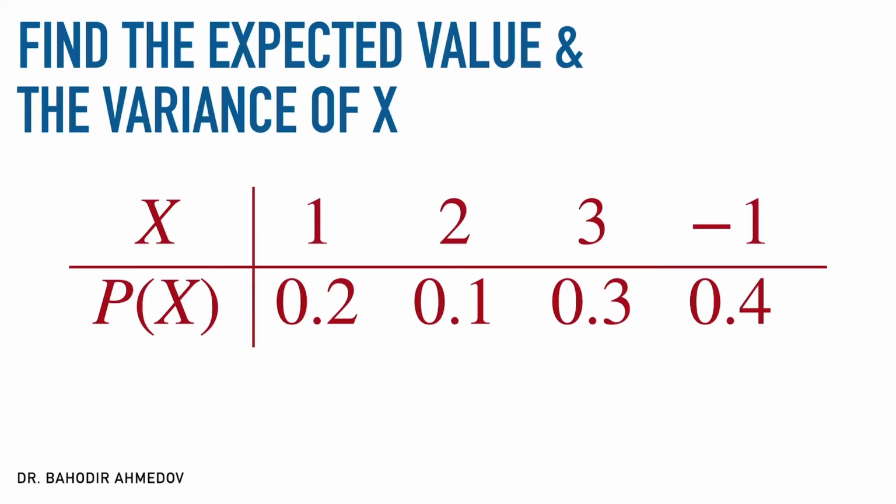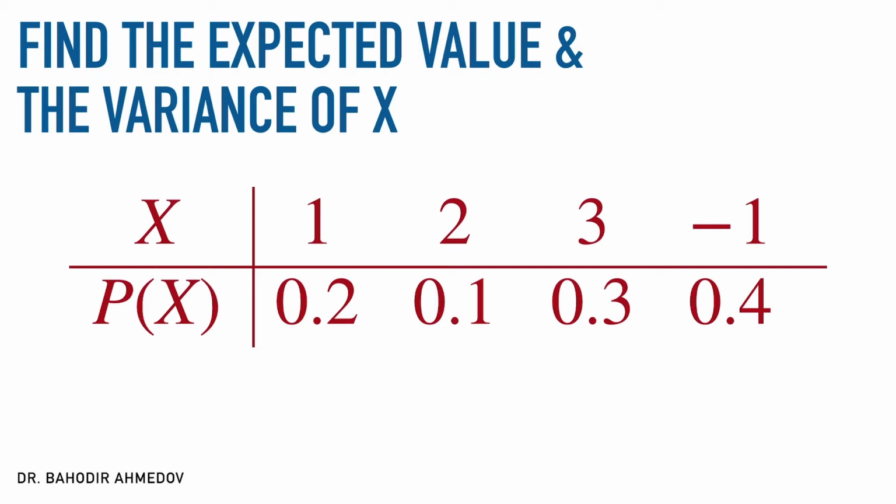Ahmath. In this video lecture, we are going to discuss how to calculate the expected value and the variance of a discrete random variable. Discrete random variables can be described using the mass function. For this random variable, the mass function is given using this table.